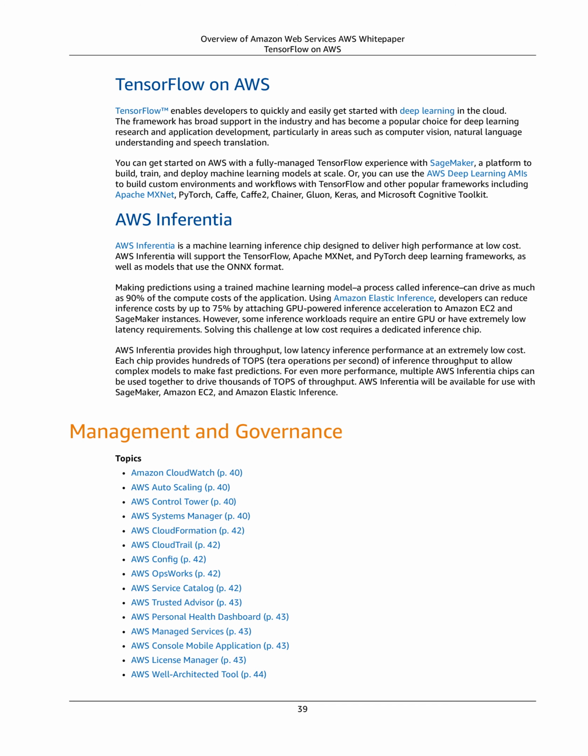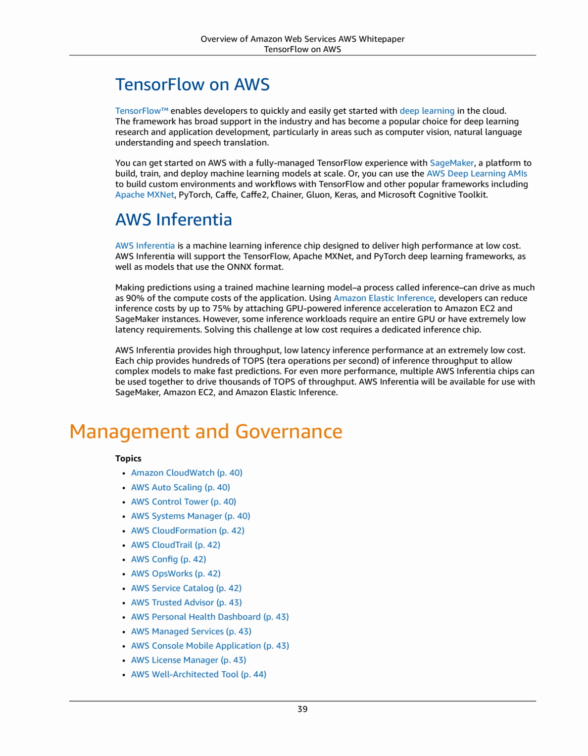Using Amazon Elastic Inference, developers can reduce inference costs by up to 75% by attaching GPU-powered inference acceleration to Amazon EC2 and SageMaker instances. However, some inference workloads require an entire GPU or have extremely low latency requirements. Solving this challenge at low cost requires a dedicated inference chip. AWS Inferentia provides high throughput, low latency inference performance at an extremely low cost.